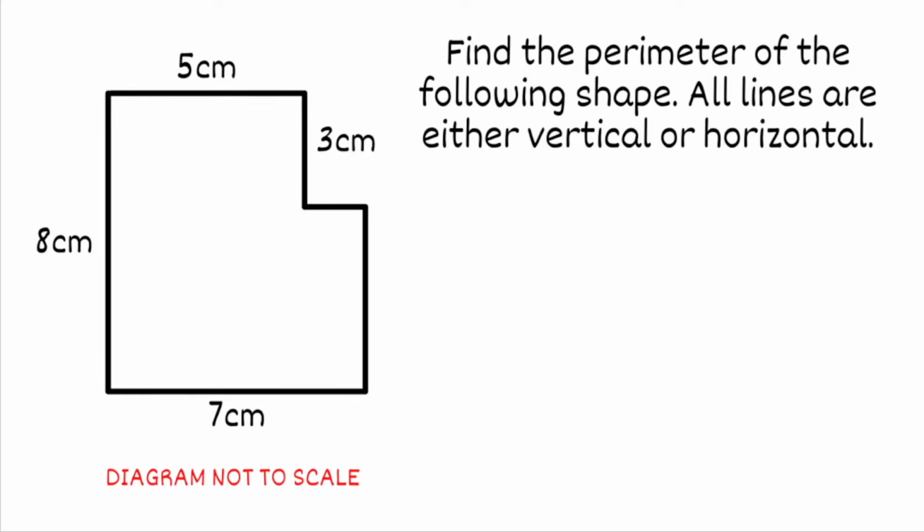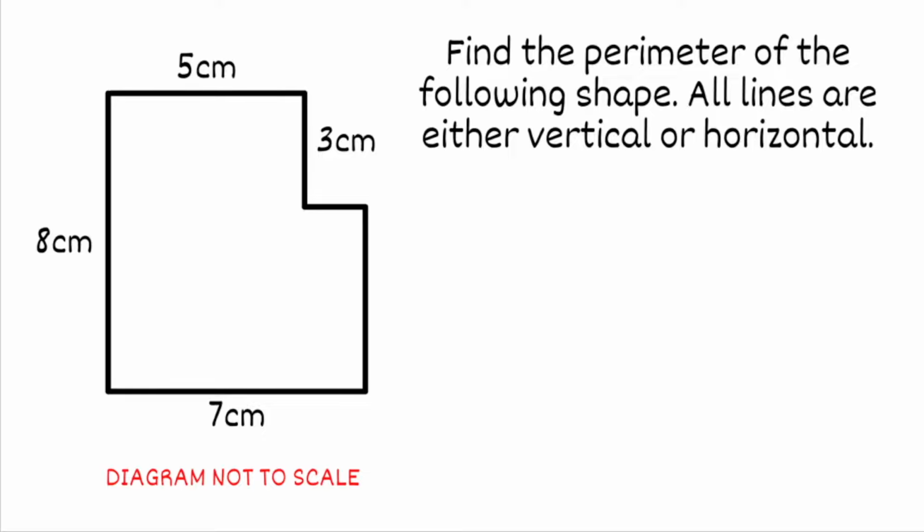Right then, for today's video, we're going to be taking a look at finding the perimeter of compound shapes. So when we're looking for the perimeter of any shape, all we're looking for is the distance around the outside. So all we have to do really is find the length of each side and add them together. So for this first question, we've got find the perimeter of the following shape. All the lines are either vertical or horizontal.